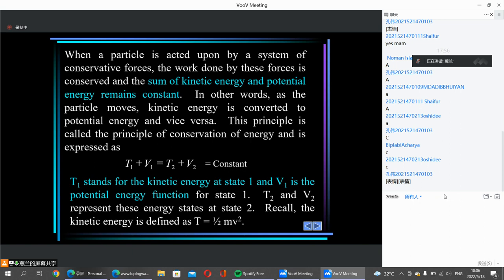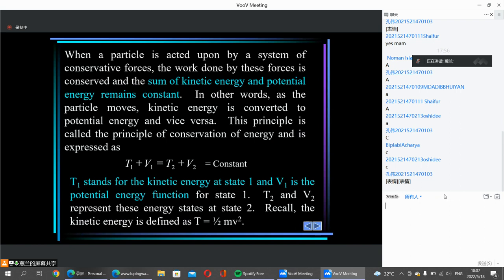One particle is acted upon by a system of conservative forces. We mean just like gravity, like the spring forces. Then the work done by these forces is conserved, and the sum of kinetic energy and potential energy will always be unchanged. That means the sum of the kinetic energy plus the potential energy remains constant. That means as the particle moves, kinetic energy is converted to potential energy and vice versa. Okay, there is no energy loss.